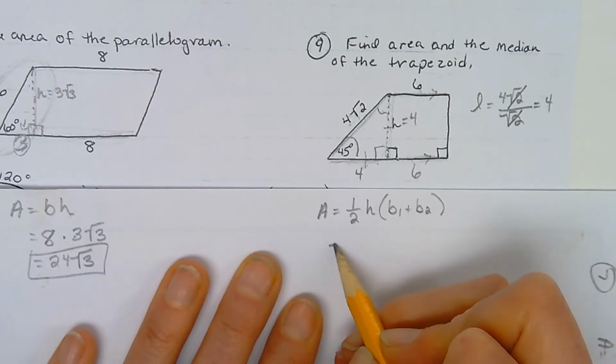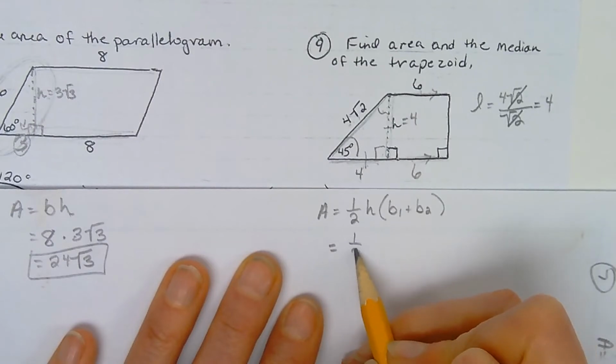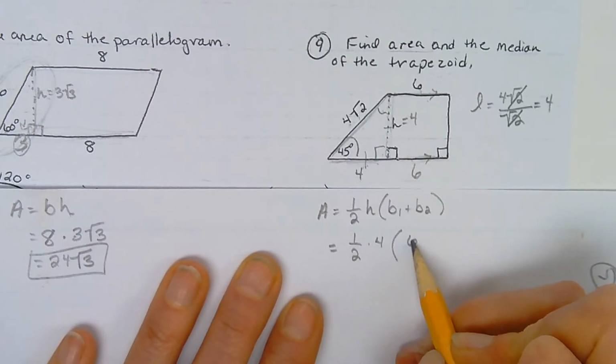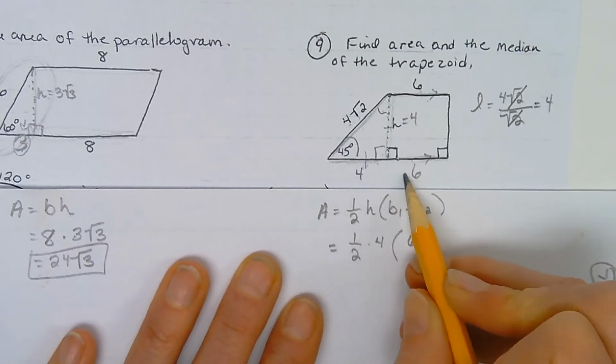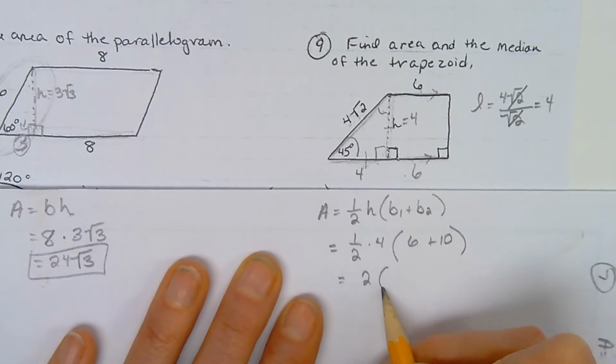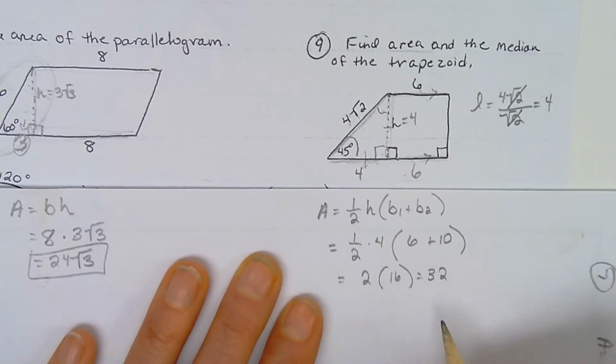So I can put the information that I have found into the formula. 1/2 times the height of 4. Base 1 is 6, and base 2 is 4 plus 6, which is 10. So that's equal to 2 times 16, which is equal to 32. So the area of the trapezoid is 32.